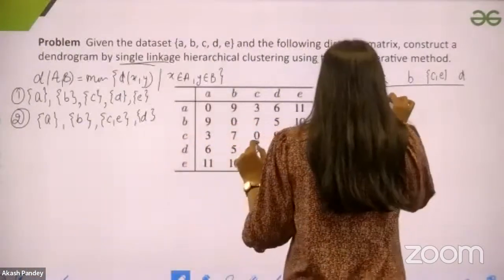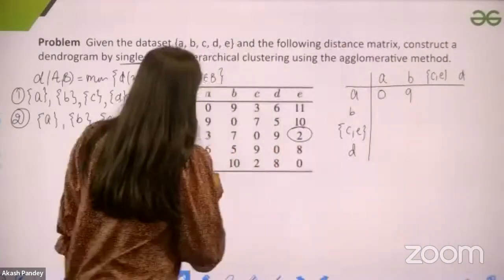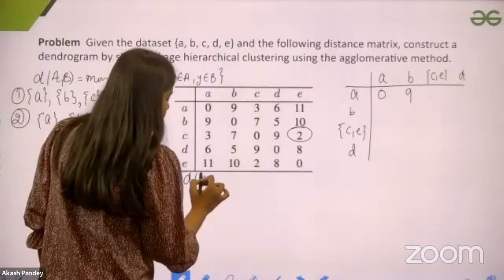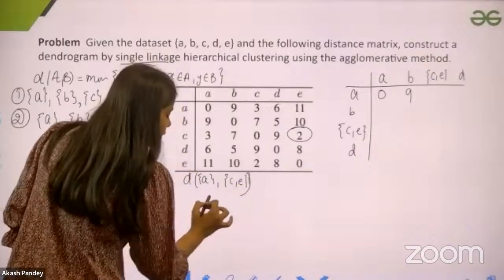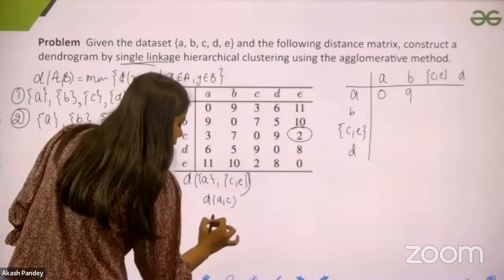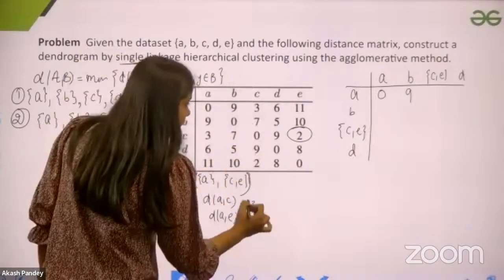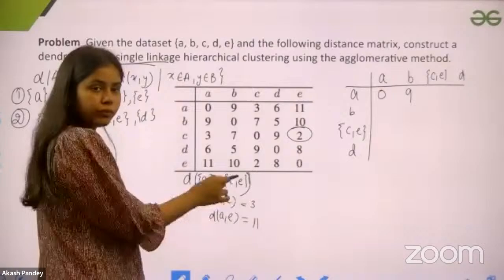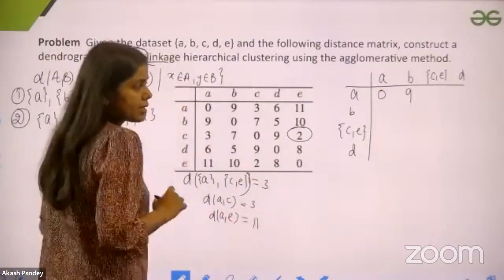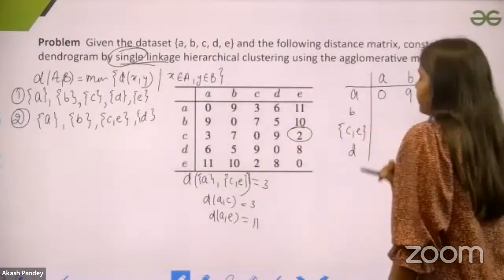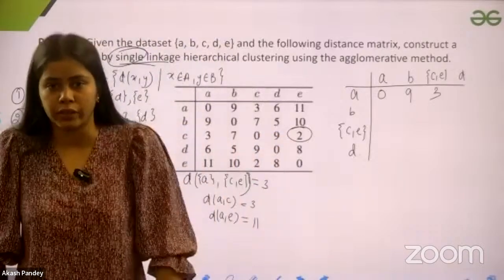Let me know, guys, what would be the distances. Distance of A with A is 0. Distance of A with B is 9. To find the distance of A with C, that means the distance between cluster A and cluster C comma E, you find the distance between A and C and between A and E. The distance between A and C is 3 and between A and E is 11. Out of these two, you take the minimum, because that is the definition of single linkage. So this distance is 3. That's how I find the distance between two clusters in single linkage hierarchical clustering.